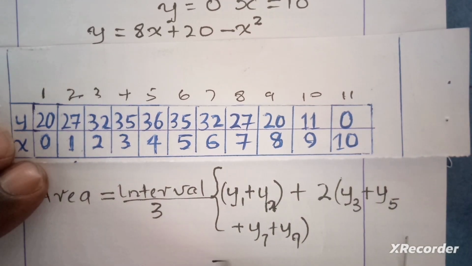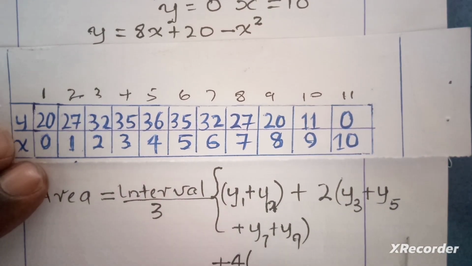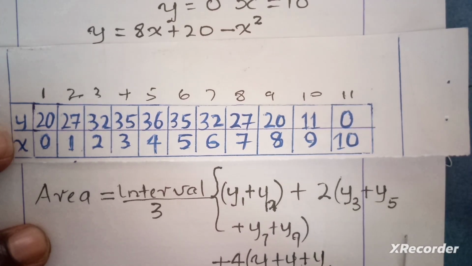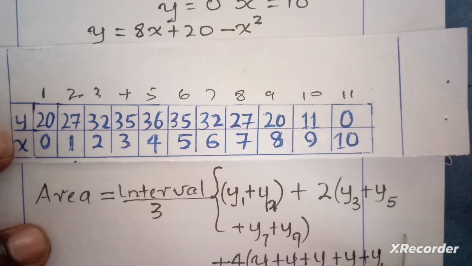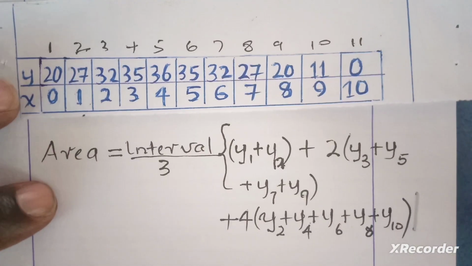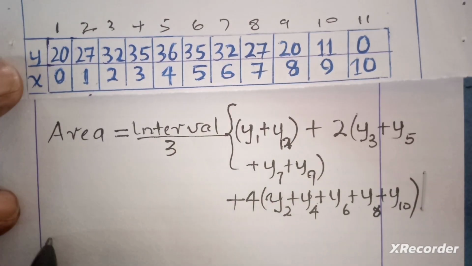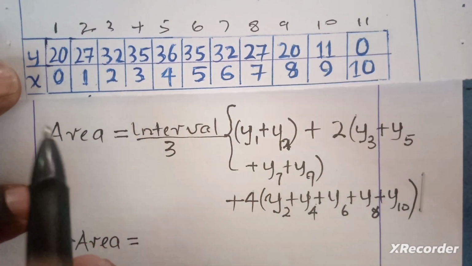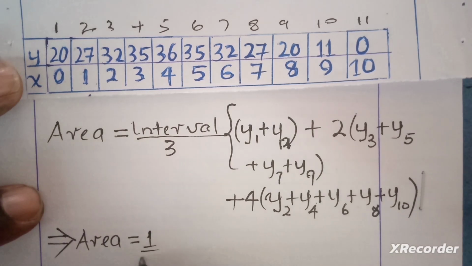Then plus 4, you choose the remaining ones, which are y2 plus y4, these are the even ones, plus y6 plus y8 plus y10, like that. So we can do that, guys, and this is how it is going to be. The area is equal to the interval. The interval from 1 to 2 is 1 all over 3.